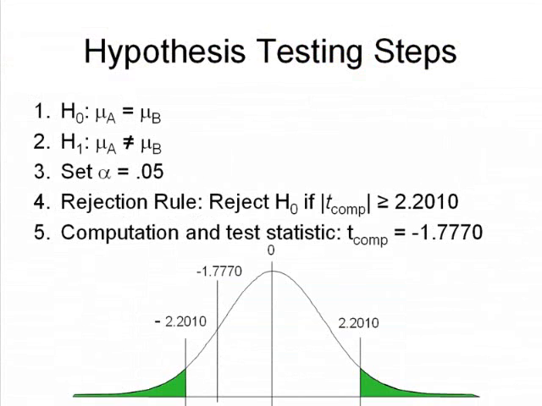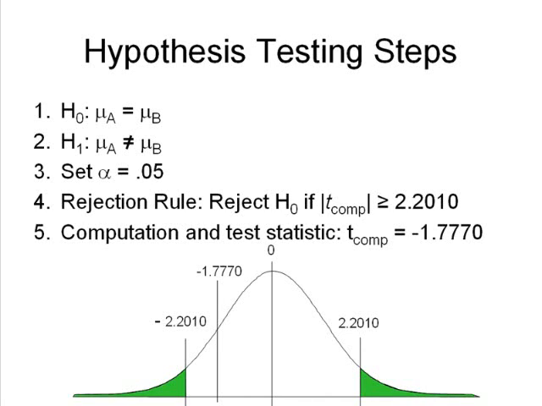Well, let's enter that into our step then. So our computation and test statistic, our T-comp, is negative 1.770. The absolute value of negative 1.770 is just 1.770. Now we can go back to our rejection rule and see what it says to do. It says to reject H0 if the absolute value of T-comp, which we now know is 1.77, is greater than 2.20. It's not greater. So this says we could reject it if it was greater, but it's not. So here we must fail to reject.